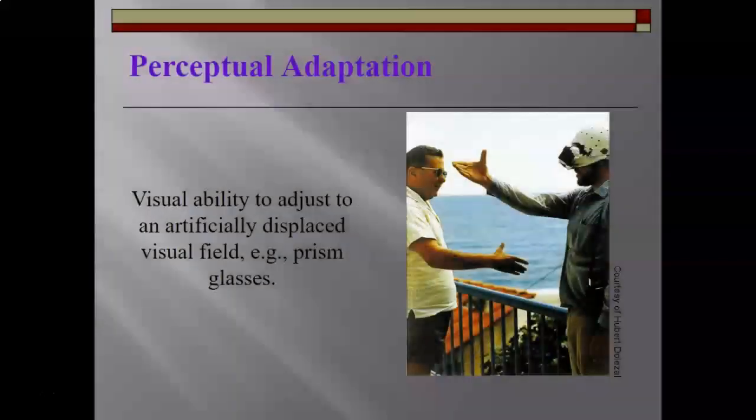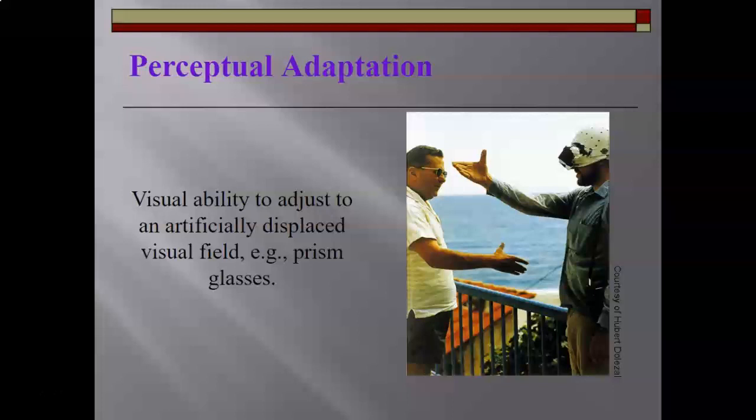We also can adapt in our perception. So we actually have the visual ability to adjust to an artificially displaced visual field, or prism glasses. The glasses this gentleman has on make everything seem to be in front of him, but in actuality, it's off to the side.